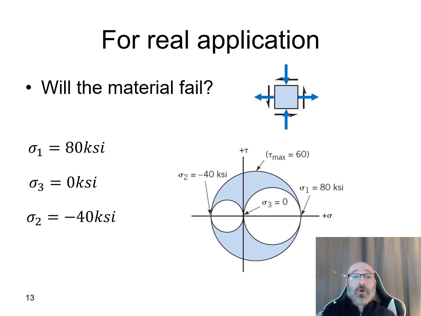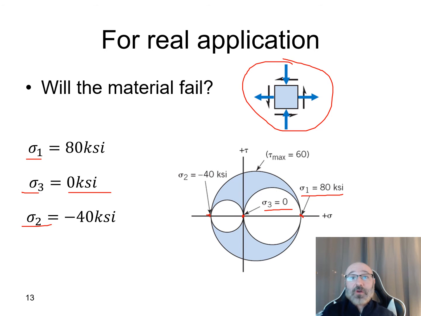So let's take a look at the Mohr's circle here for another application. There's our element with our loading. We've got our shear and our normals, and we say now our sigma 1 is given to us as 80 KSI. So we can see on our sigma axis, there's 80 KSI. Now our sigma 3 is given to us as 0 KSI. So there's our sigma 3 at the center, 0 KSI. And our sigma 2 is at negative 40 KSI down here.